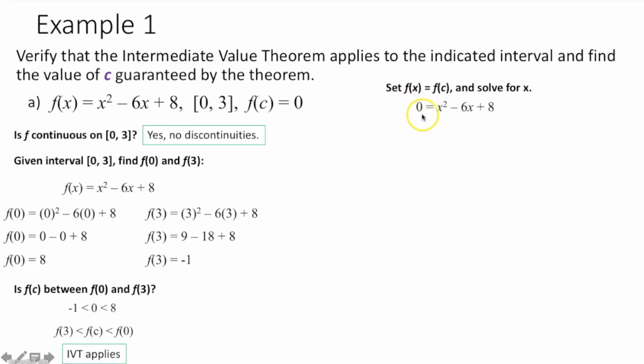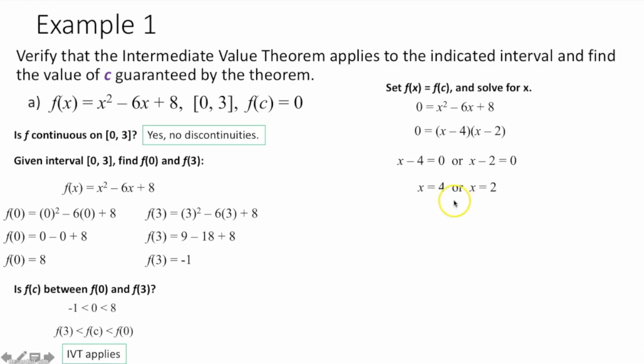So we set them equal to each other, and now we solve for x. Well, here, there's no way to just solve for x, right? This is a quadratic trinomial, which we know we solve for by factoring. If we were to factor x squared minus 6x plus 8, we get x minus 4, the quantity, times x minus 2. Because we know both of these things multiply together to make 0, we set both of them equal to 0 and solve for x. So here, x is equal to 4 and x is equal to 2.